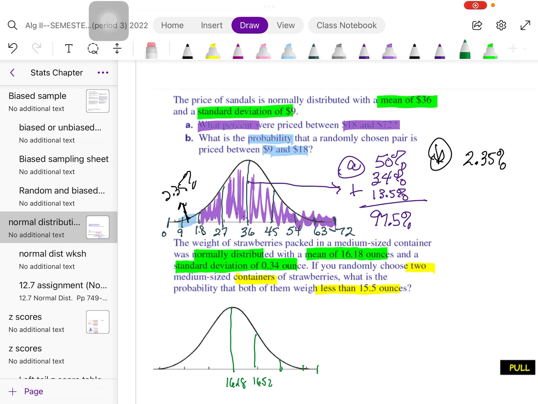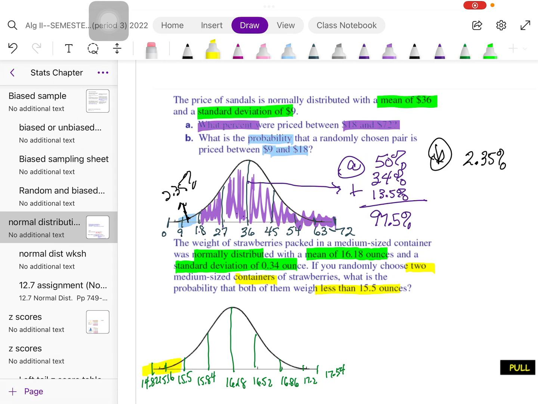That gives me 16.52, 16.86, 17.2, up to 17.54. Then to the left, -1, -2, -3, and out here, -4. So I'm going to subtract 0.34. And I get 15.84, 15.5, 15.16, and 14.82. So it was asking me less than 15.5.